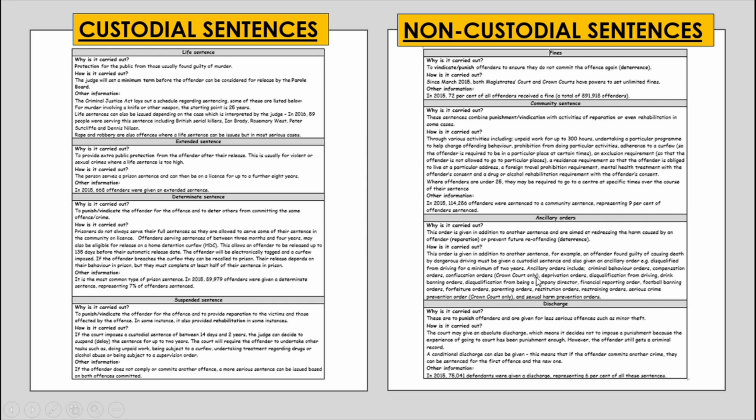So the key thing to remember about ancillary orders is that these are not given on their own. It's given alongside another sentence. And although this is a non-custodial sentence, it can still be given alongside a custodial sentence.